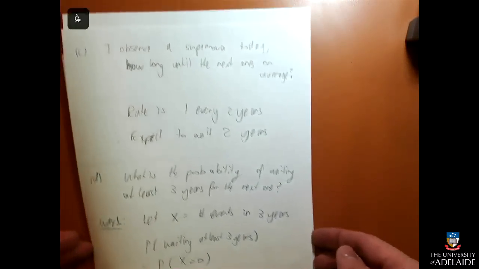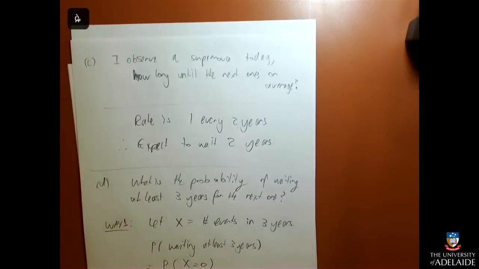When you did part C, the one where you just run it out, does you observing today make a difference? No. I'm just going to repeat that so that everyone here and the people in the recording can hear it. When you're saying how long until the next one, does the fact that I observed today make a difference to the answer? And the answer is no, because non-overlapping time periods are independent. I could have observed a supernova 5 years ago, and now I'm saying, from today, how long until the next one? Same answer. It's similar to the concept that it doesn't matter how many sixes you rolled on a die, the probability that the next one is six is still one in six, starting from now.